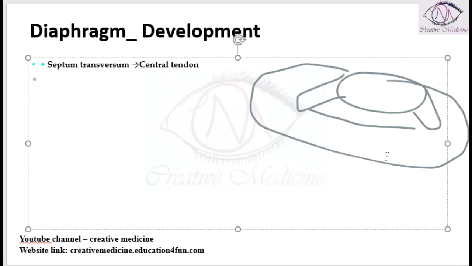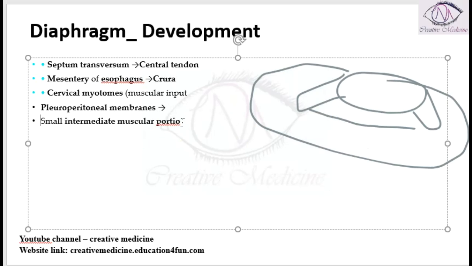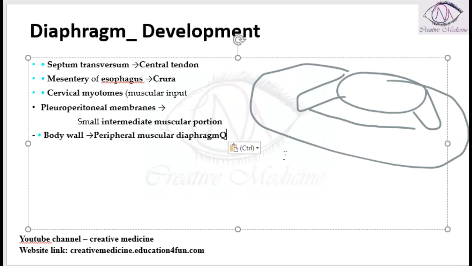So actually the central tendon is developed from the septum transversum. Crura, that is right and left crus, are developed from the mesentery of the esophagus, and the muscular part is developed by the cervical myotomes. And in the muscular part we have an intermediate portion and a peripheral portion. The intermediate portion develops from the pleuroperitoneal membrane, whereas the peripheral muscular diaphragm is developed from the body wall.